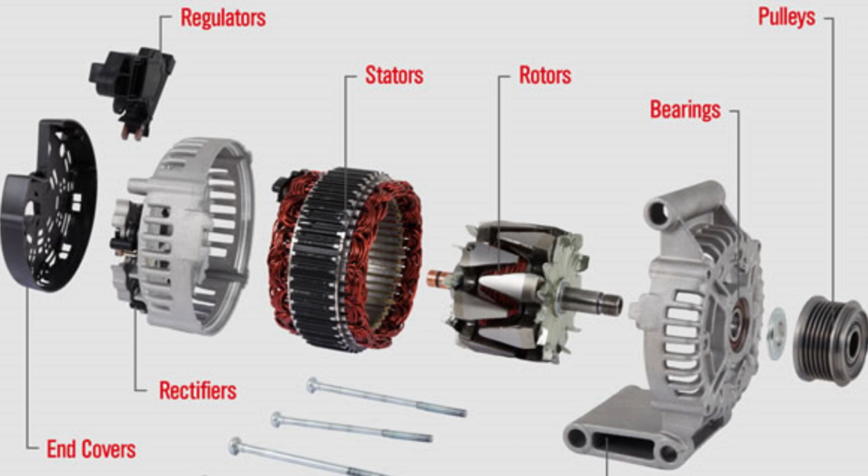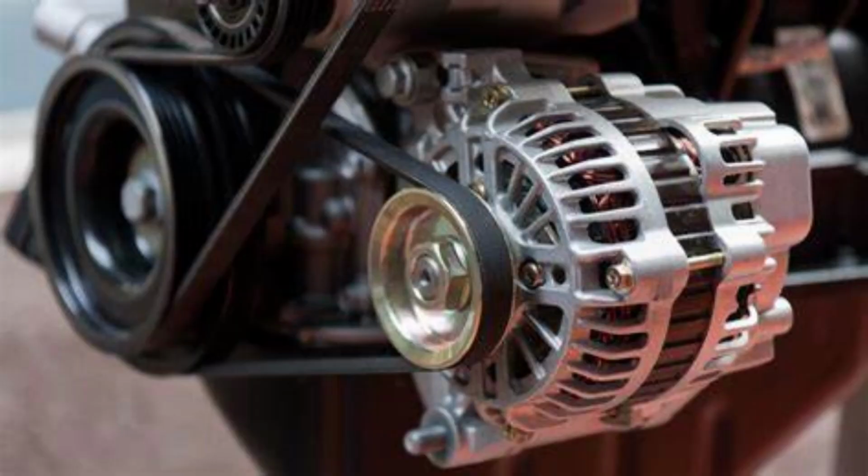Housing. The alternator's housing encloses and protects its internal components. It is typically made of aluminum or other durable materials and provides structural support for the alternator assembly. Pulleys and belts. In automotive applications, alternators are often driven by a belt connected to the engine's crankshaft via a pulley system. The rotation of the engine drives the alternator rotor, generating electrical power.